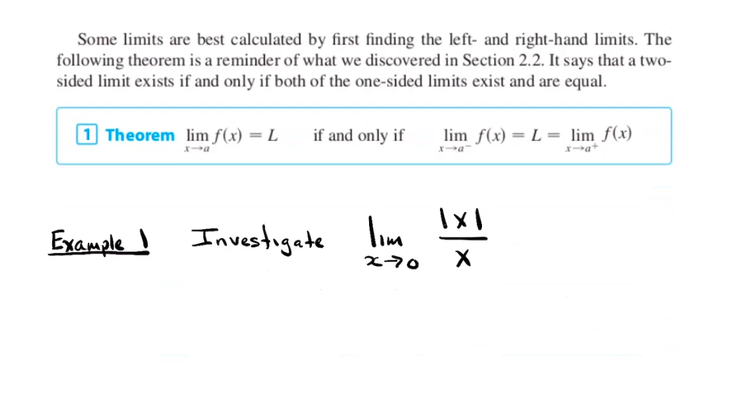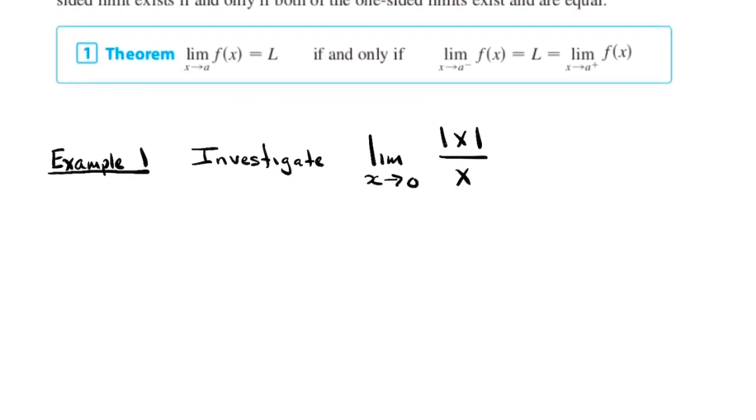And you remember from our work in section 2.2 that a two-sided limit exists if and only if the one-sided limits both exist and have the same value. All right, so you can answer the question one side at a time. Let's look at this first example. Why would I handle it one side at a time? Well, because it's got an absolute value in it.